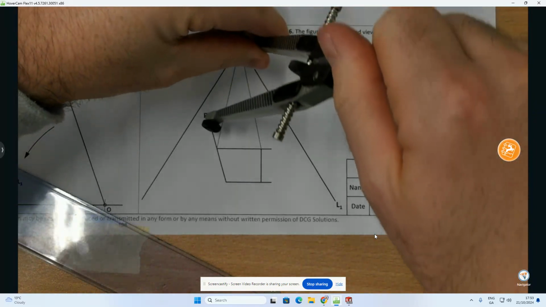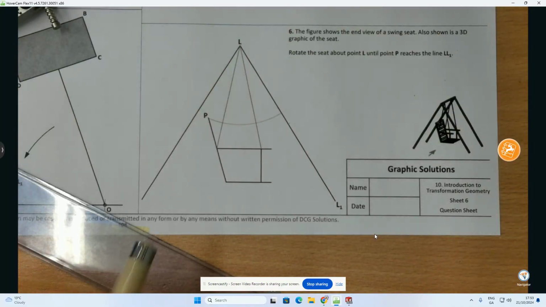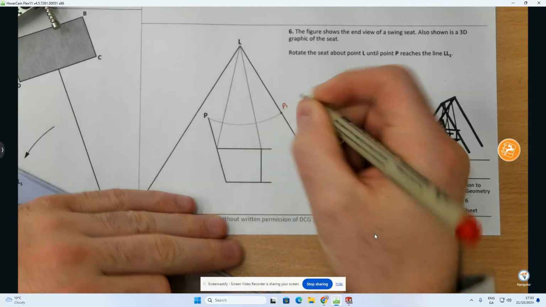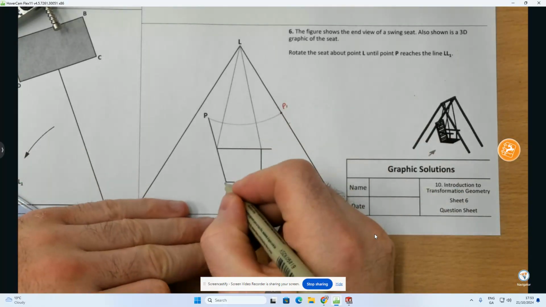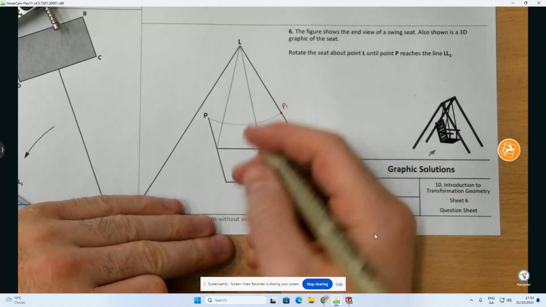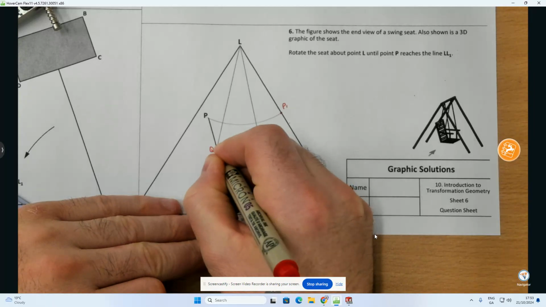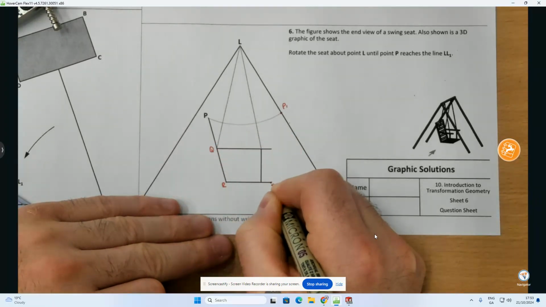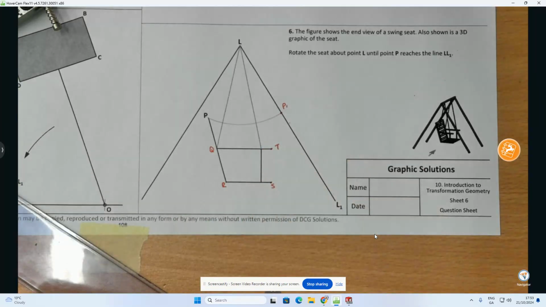So I'm going to rotate P until it comes across to there. Now, the new position of P is right here. I'm going to call this P1. Now, I'm going to find a series of other points. If I just go with the alphabet, this is P, this is Q, R, S and T, and we'll get onto this bit in a minute. So those are the points I want to find.